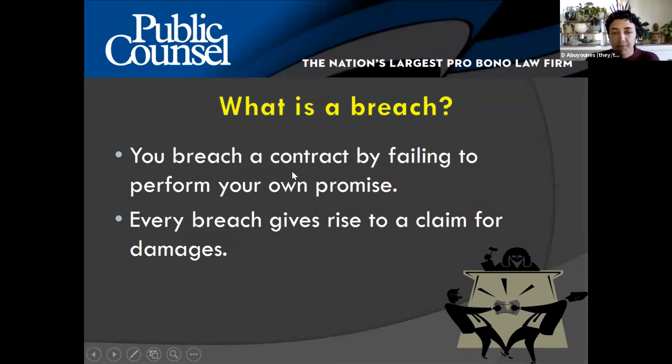So what is a breach? You can breach a contract by failing to perform your own promise. Every breach gives rise to a claim for damages. So I mentioned that contracts are binding promises. The difference between a contract and a regular promise is that if I promise to take you out to join you for dinner someday, and I break that promise, there's nothing that will happen if I break that promise. But if I have a contract, it's different than a promise.